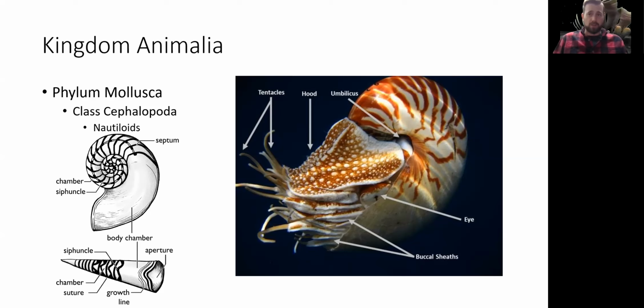Some of them, the straight-shelled nautiloids, like you see at the bottom of the screen, could be up to 12 feet long. And these were the dominant predators living in the early Paleozoic seas and oceans, including here in Wisconsin. So when we look at that Ordovician limestone that makes up our bedrock, we find a lot of these big nautiloids in there.